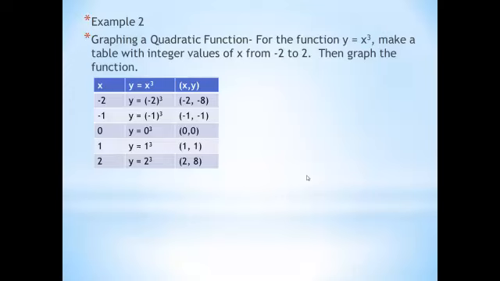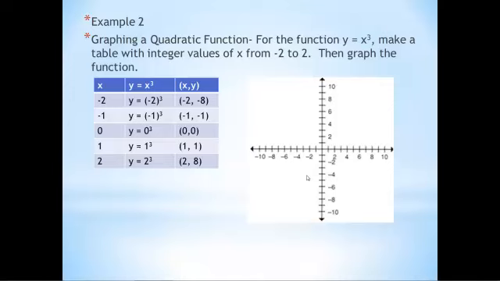Please pause the video at this time so that you can finish your table. Now we're going to graph these points. Here's negative 2, negative 8 graphed, negative 1, negative 1, 0, 0, 1, 1, and 2, 8.